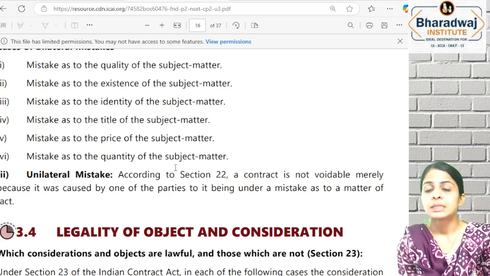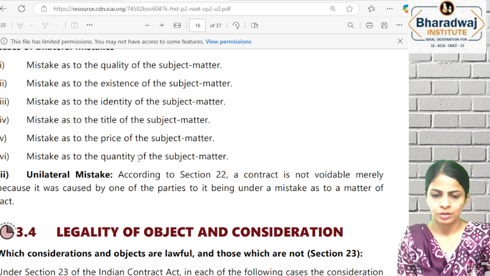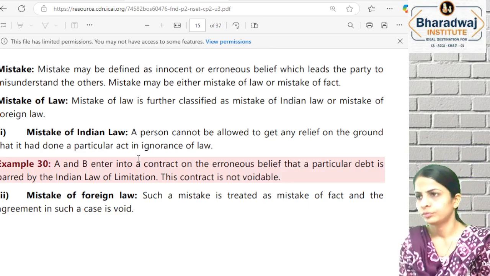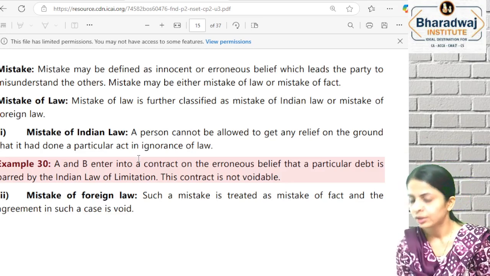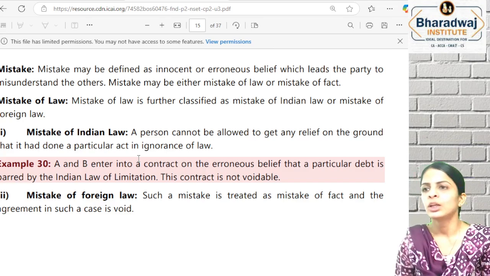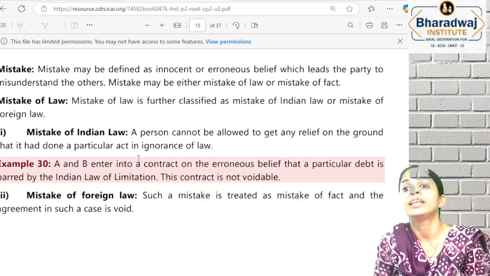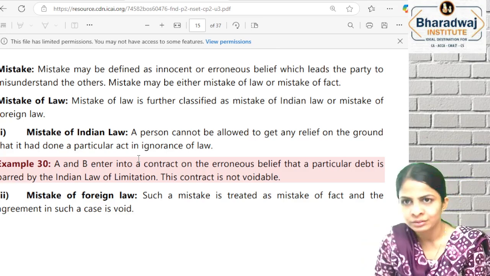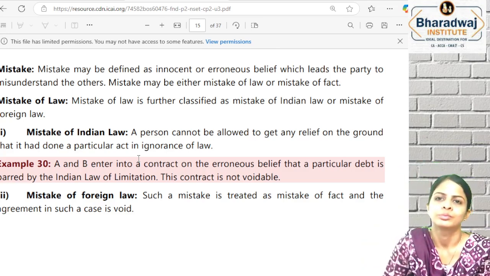Clear? Mistake of law. There are two laws: Indian law, foreign law. In case of Indian law, I have written valid, it's wrong. Cut that. Indian law, you cannot claim excuse that I did not know to wear a helmet while driving. Can you tell? No. Clear?